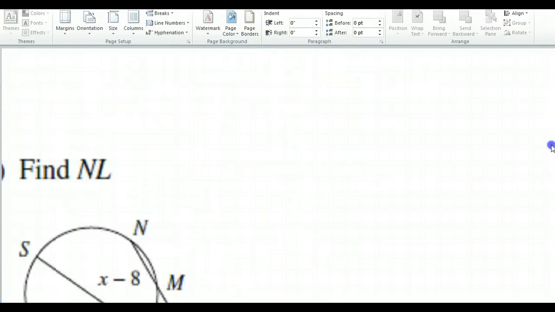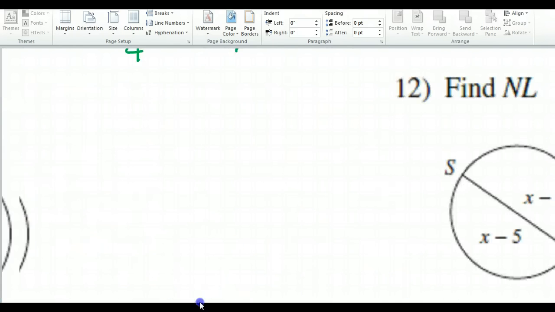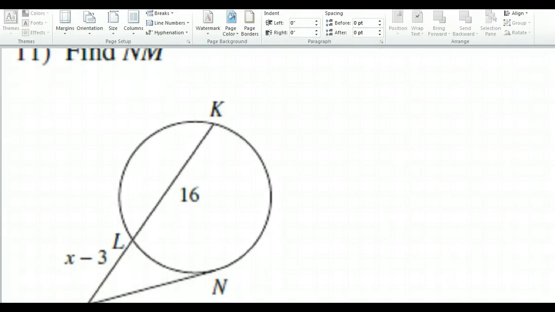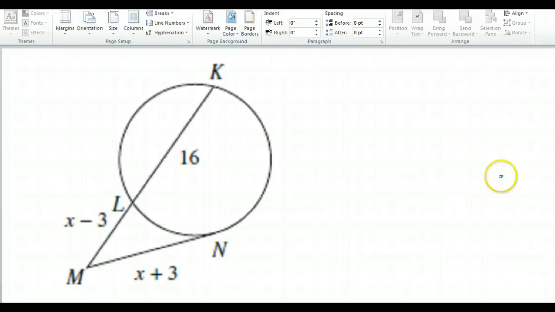Alrighty then, what's next on tap? Number 11, find Nm. Well, ladies and gentlemen, this is another outside the circle. So I need to do part times whole equals part times whole. Now let's get this out of the way. This is the part, the outer part, and this is the whole. It's the part and the whole.